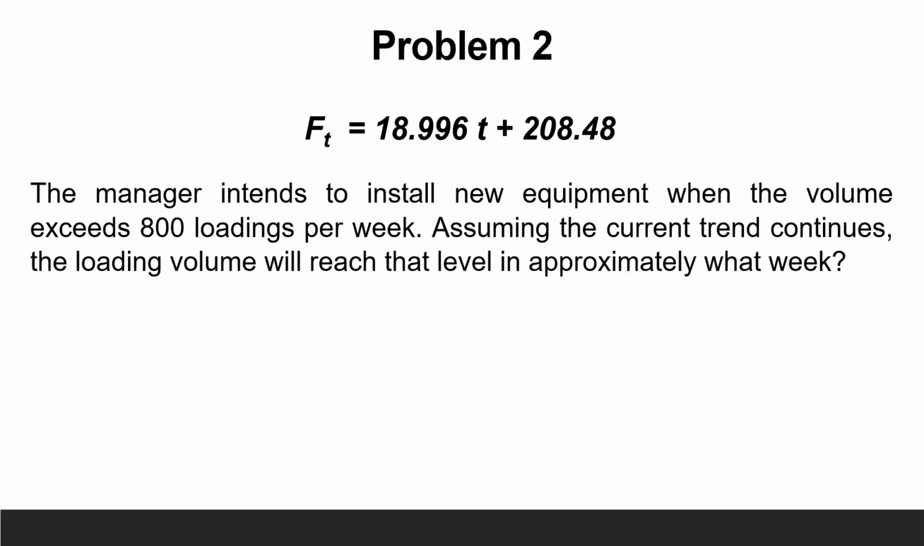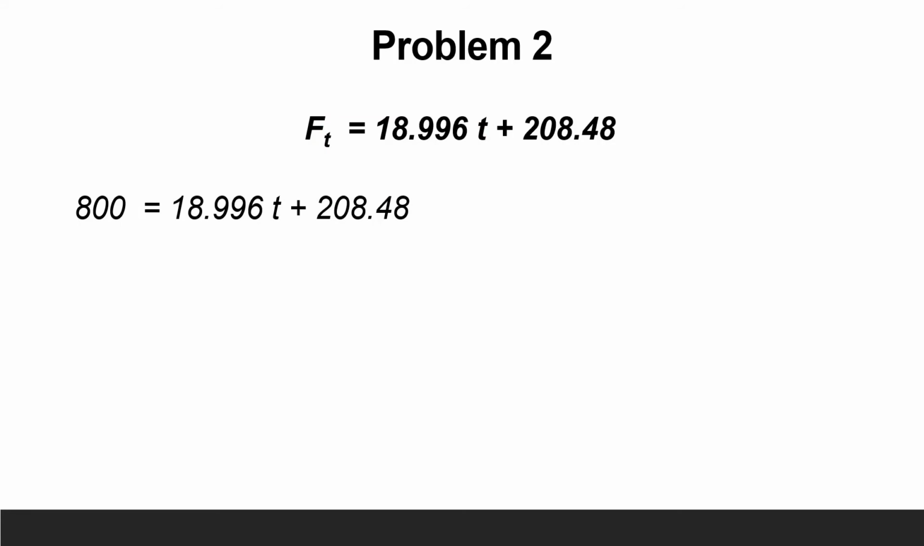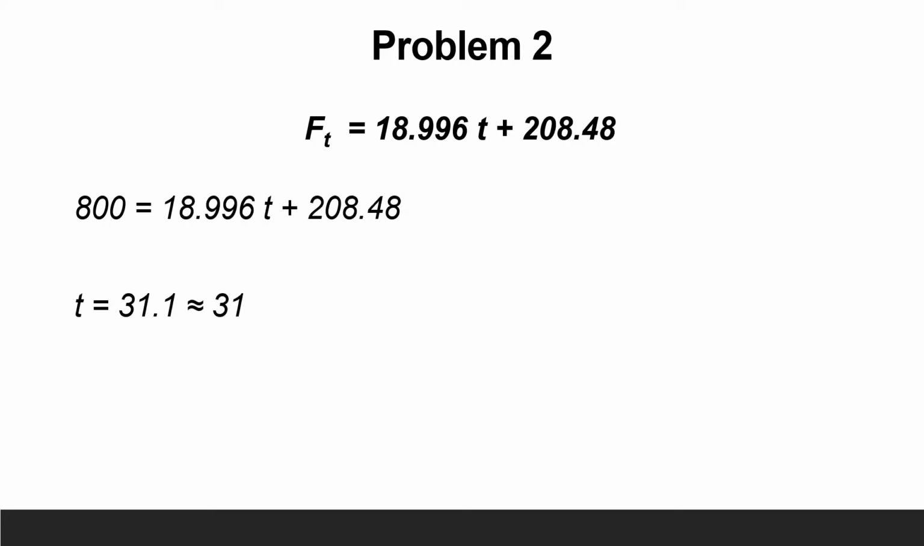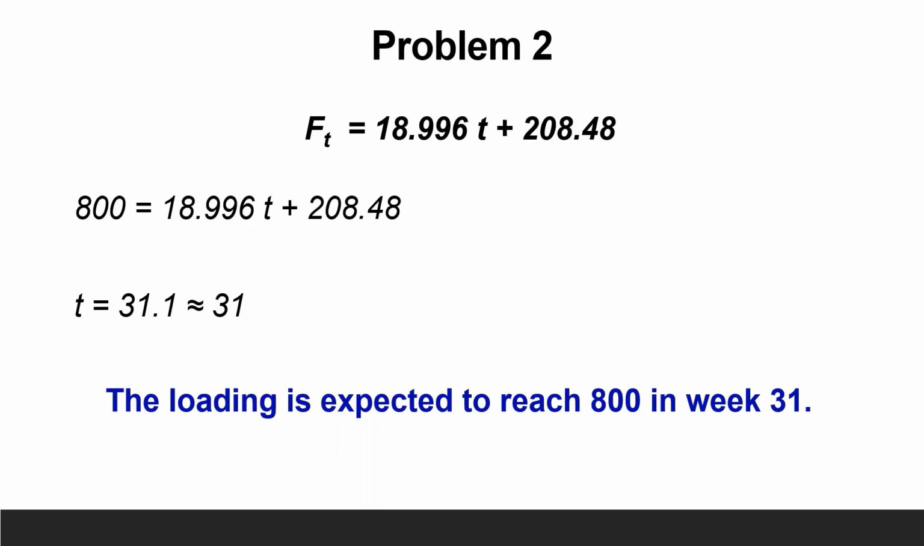The third question is: the manager intends to install new equipment when the volume exceeds 800 loadings per week. Assuming the current trend continues, the loading volume will reach that level in approximately what week? Here we have FT and it is required to find T. Using the same equation, substitute FT by 800. So, 800 equal 18.996 multiplied by T plus 208.48. Solving this equation for T results in T equal 31.1, approximately equal 31. The loading is expected to reach 800 in week 31.